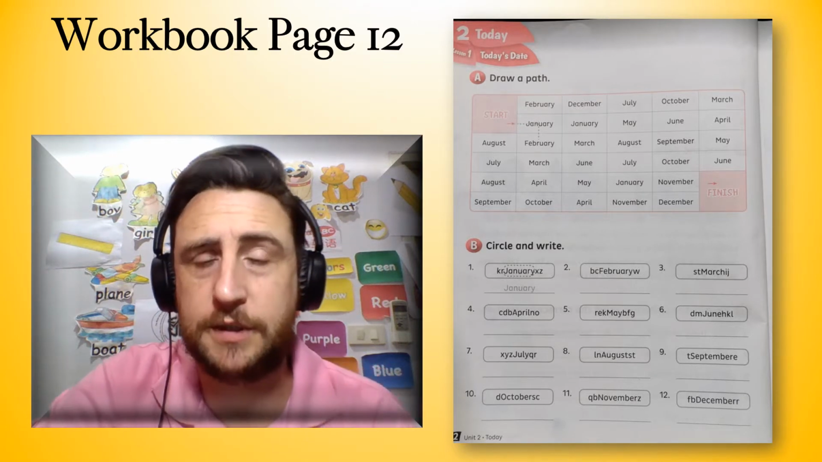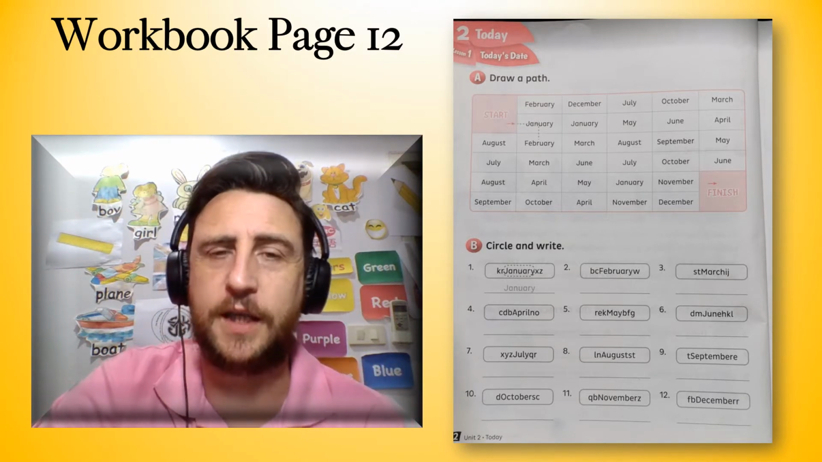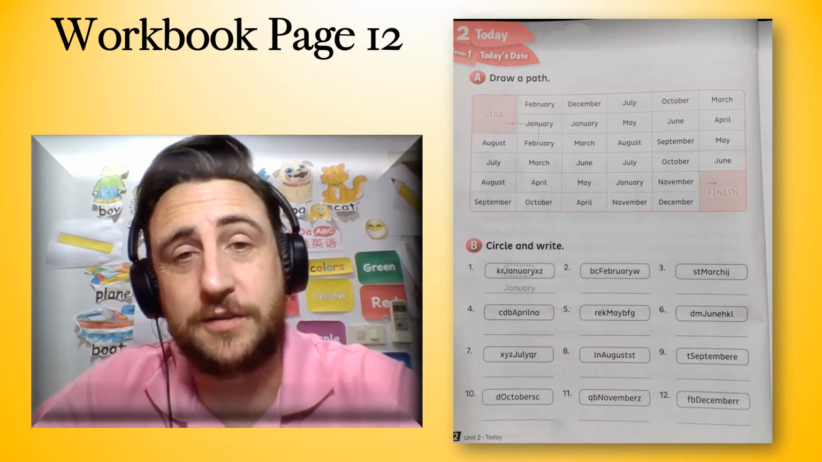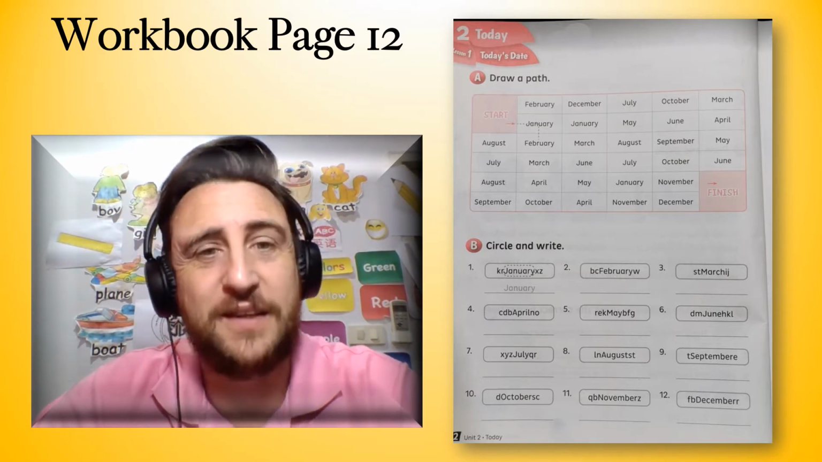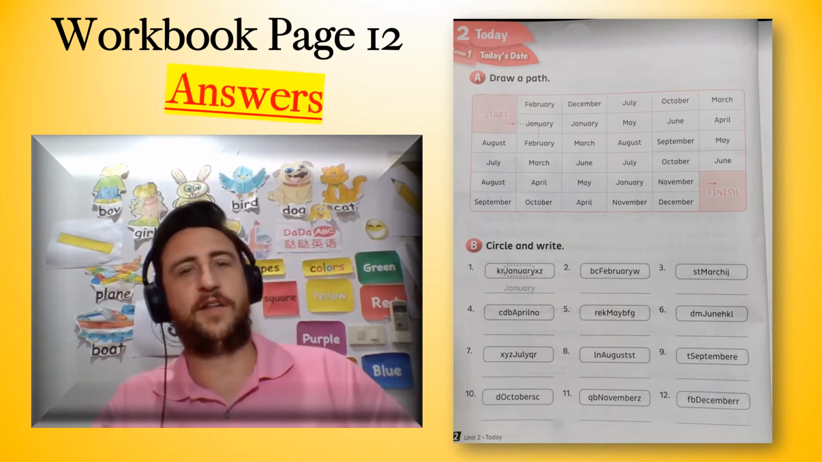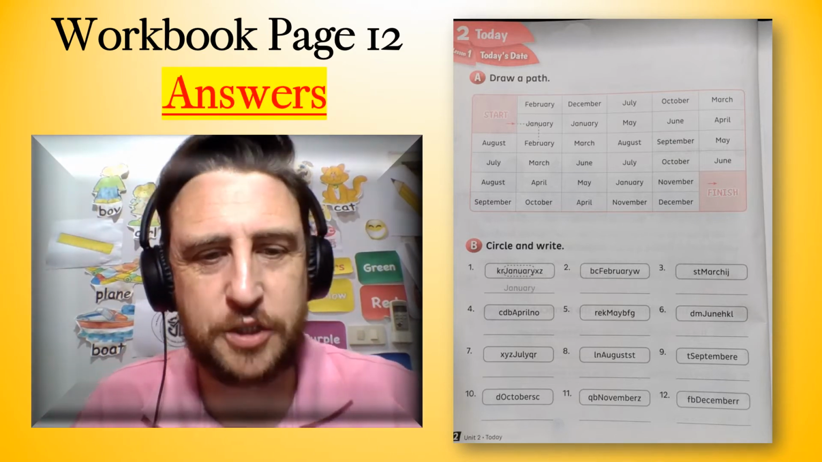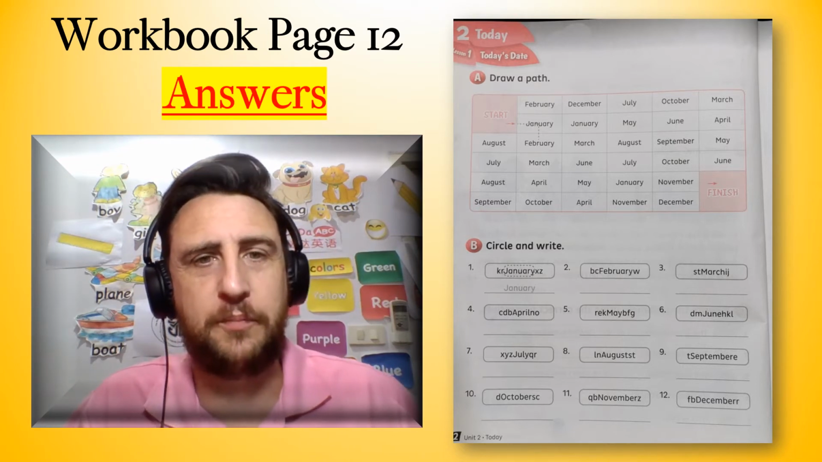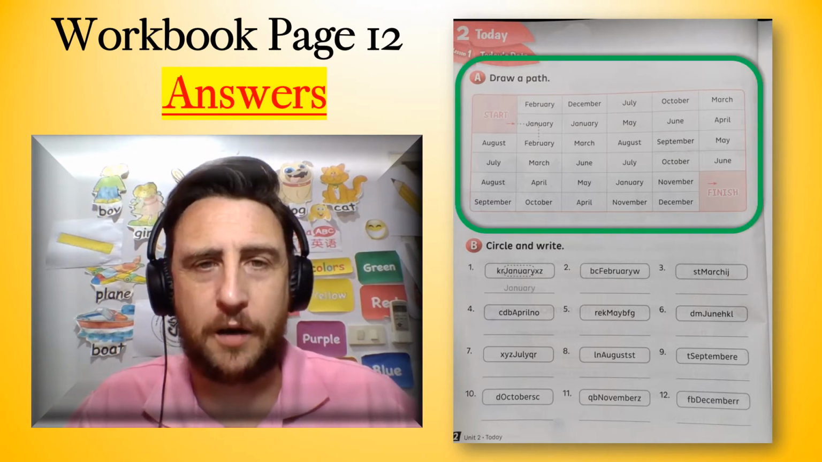Okay, so here are the homework answers that I gave you in the last class. I gave you the homework in the last class, and I'm giving you the answers now. These are the answers to page number 12 in the workbook. So part A, you had to draw a path, do you remember?